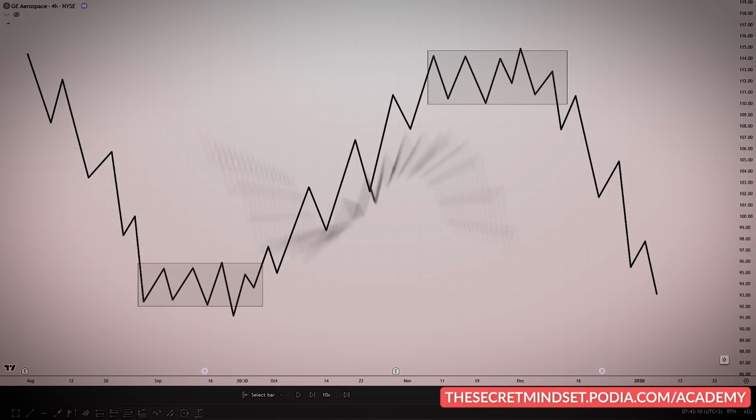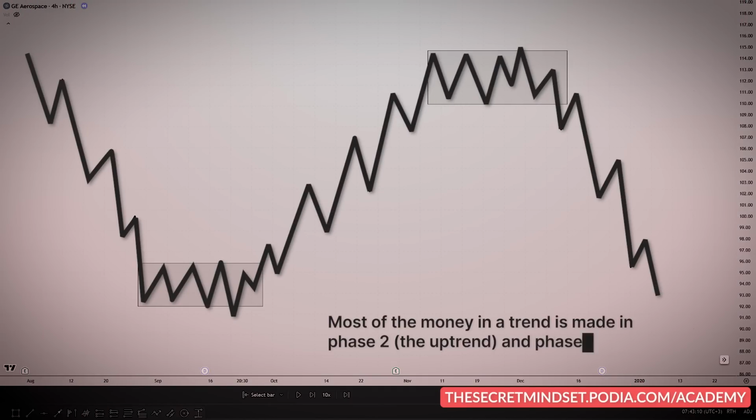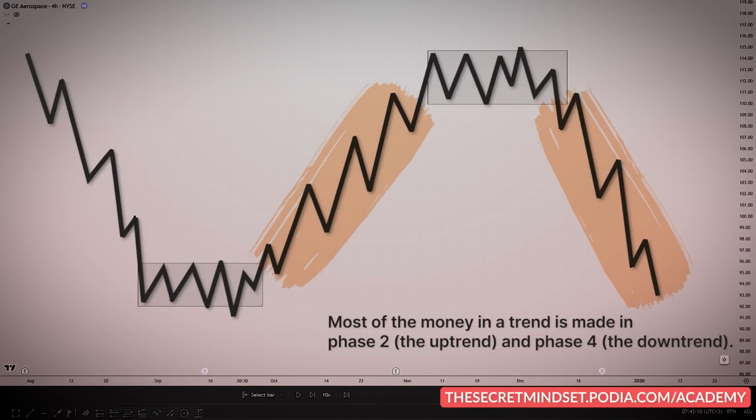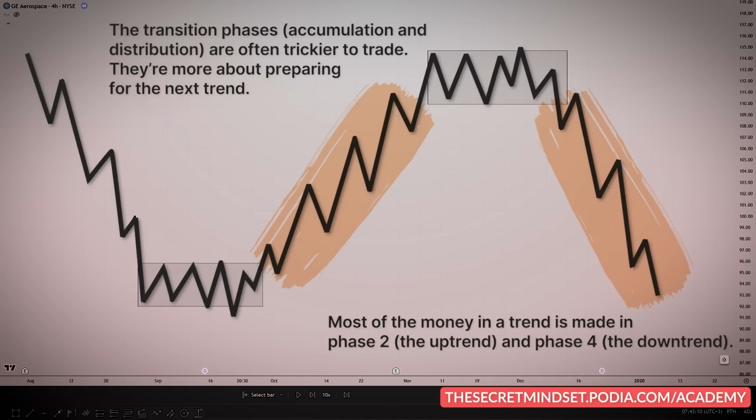Most of the money in a trend is made in phase 2, the uptrend, and phase 4, the downtrend. The transition phases, accumulation and distribution, are often trickier to trade. They are more about preparing for the next trend.